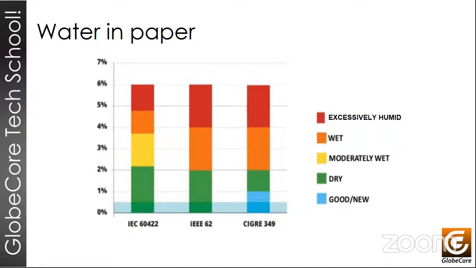There are also other standards that add other values to this scale. For example, the SIGRAE standard, which defines the value for new transformers, i.e. all those that are equal to or below 1% saturation would be a good new transformer. While IEC 6422 defines moderately wet and extremely wet values, where 3.5 to 2% transformers are considered moderately wet transformers, and values above that range are considered extremely humid.